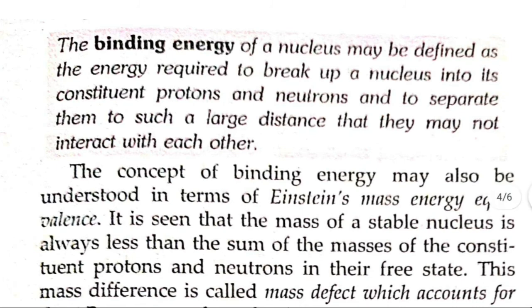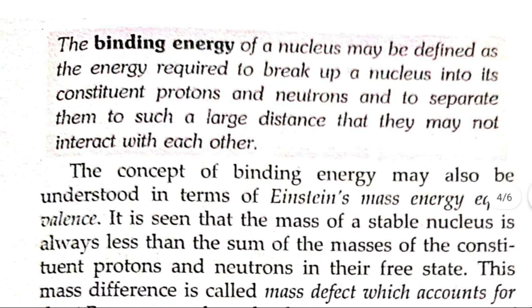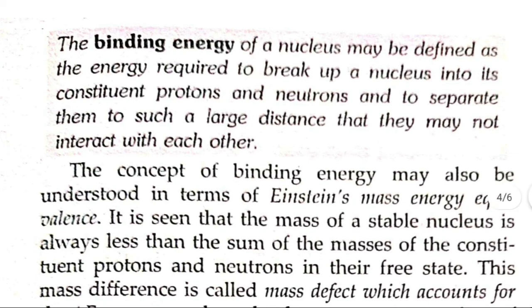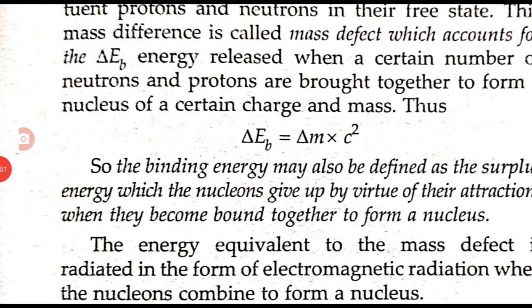That means it is defined as the energy required to break up a nucleus into its constituent protons and neutrons and to separate them to a large distance so that they will not interact with each other. So we have the expression for binding energy as delta EB equal to delta M into C square, where delta M is the mass defect.